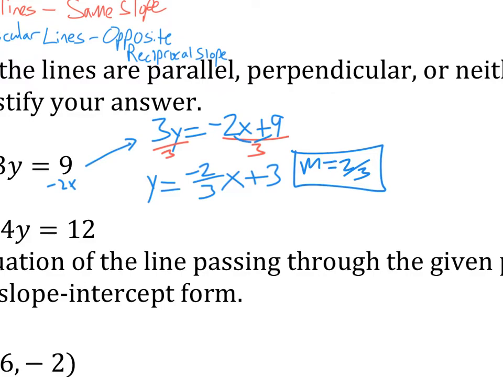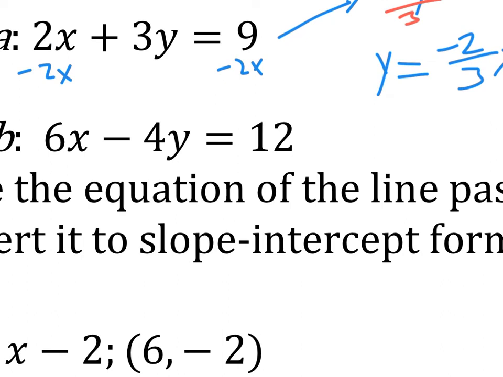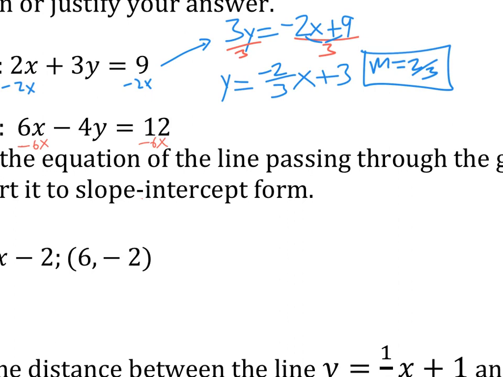Next equation, I know it's kind of tight here, but we need to solve it for y. So let's get that x out of there. Let's subtract the 6x, and when we subtract that 6x, we squeeze it in here. We're going to get negative 4y equals negative 6x plus 12 on the left. We're going to want that x first, so we might as well put it first right now.